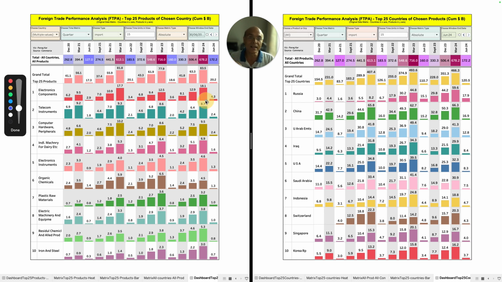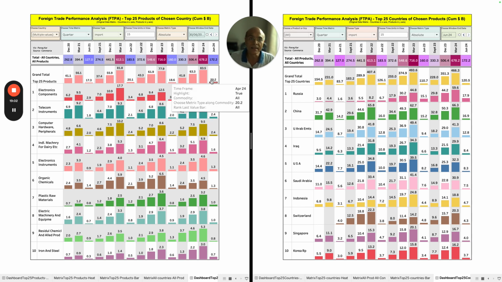Telecom instrument, $8.7 billion, right? Then we see electronic instrument, $4.6 billion, right? And then we have got, so that's all. So what I'm going to do is add these numbers and show you out of the $83.5 billion, how much is electronics import from Hong Kong and China together.